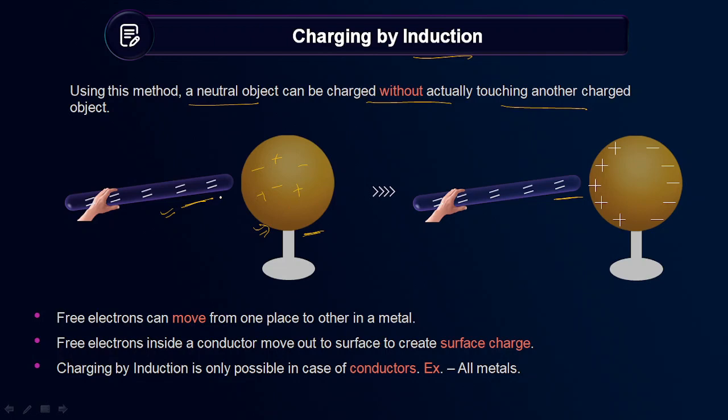and once the charged particle comes near, what happens? This is metal, so it has free electrons. All the electrons will move away if it is negative charge, so electrons will accumulate on the further side, and at the closer side there is a lack of electrons, so plus charge will be induced. Free electrons can move from one place to another in the metal, and free electrons inside the conductor move out to the surface to create surface charge. Charging by induction is only possible in case of conductors because they only have free electrons, right?